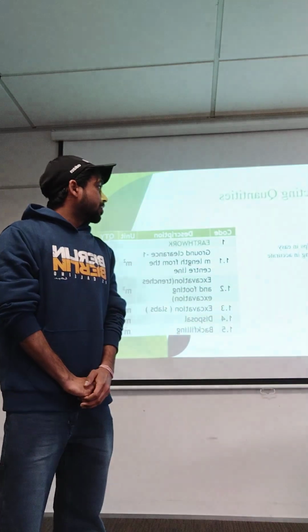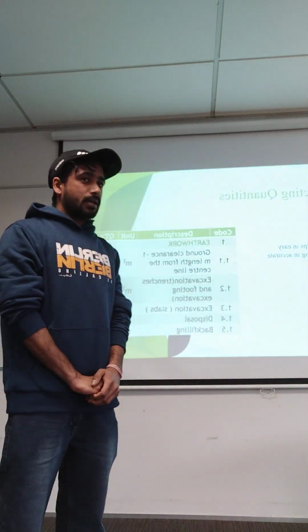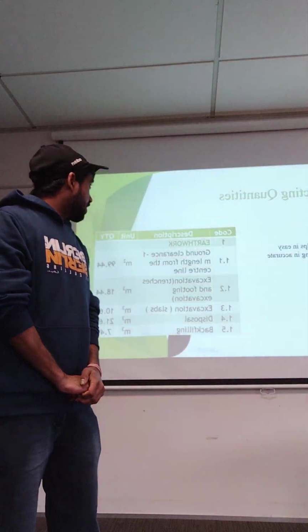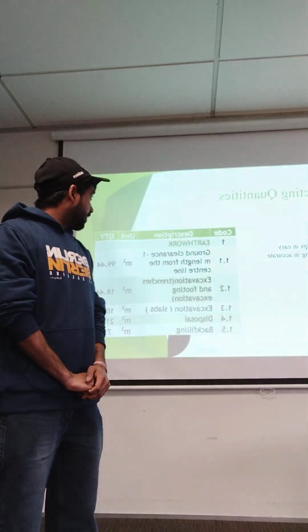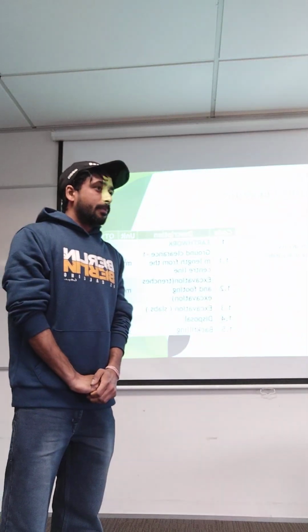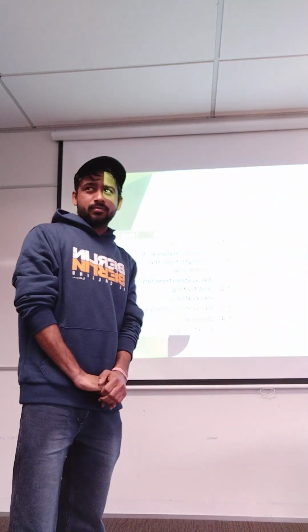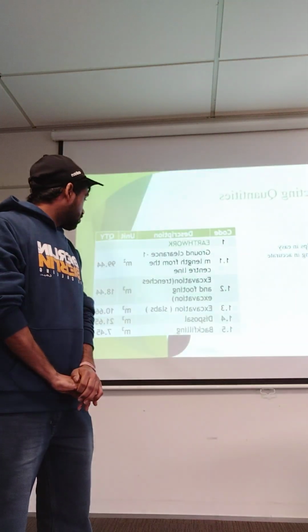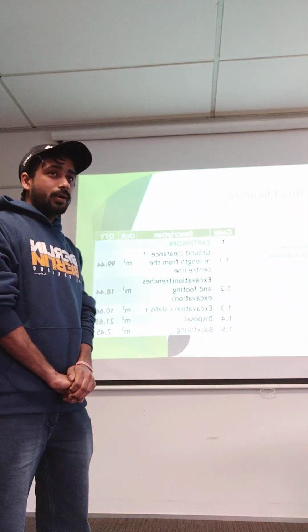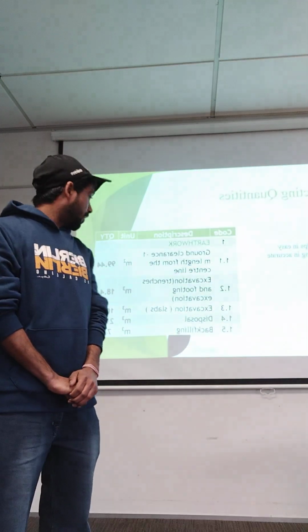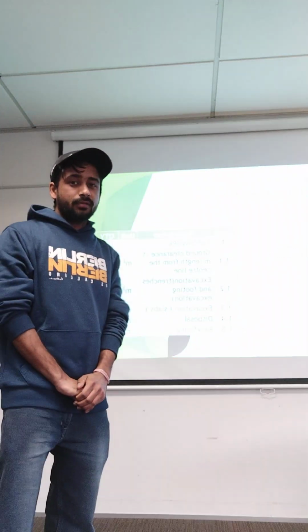And next is the abstract. Summarizing quantities helps in easy analysis and reporting, aiding accurate cost estimation. These are the earthwork items, which include ground clearance in meter length, excavation and disposal, and the backfilling. Backfilling is also soil filling, in meter square, and excavation in meter cube, and disposal also in meter cube, which includes 99.44, excavation is 18.44, disposal is 21.65, and backfilling is 7.45.